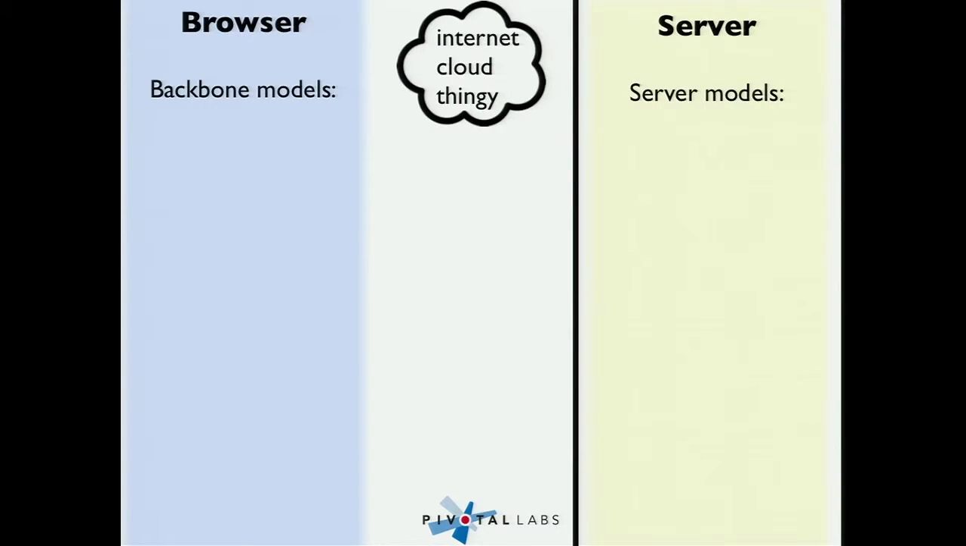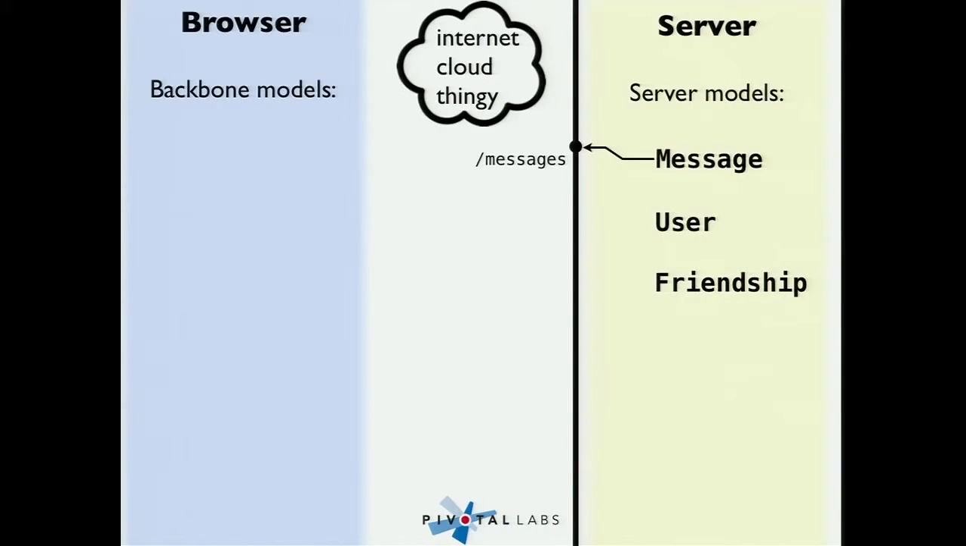So let's look at a social network, because everyone loves social networks, and I didn't want to do another to-do app. And a social network on the server has these three models: a message, a user, and a friendship. Friendship is a join table between users. And this is actually the part of the app that we're going to build today. Messages are pretty straightforward, right? You can expose them as a messages resource.